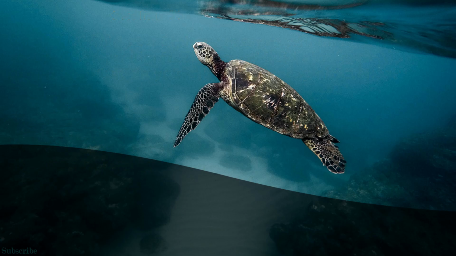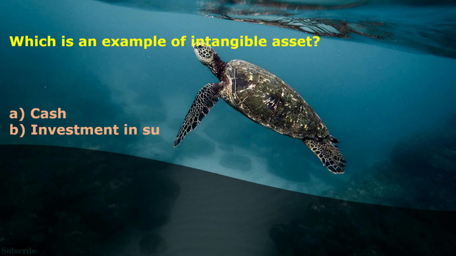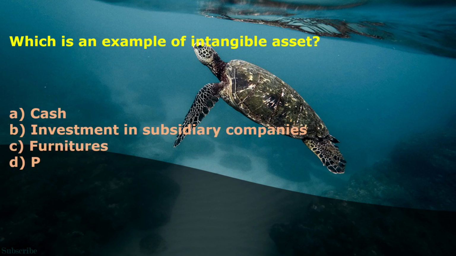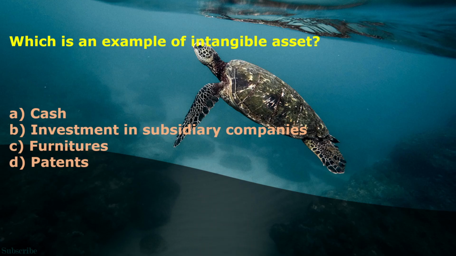Question number 50. Which is an example of an intangible asset? A. Cash. B. Investment in subsidiary companies. C. Furniture. D. Patents. The correct answer is letter D, patents.